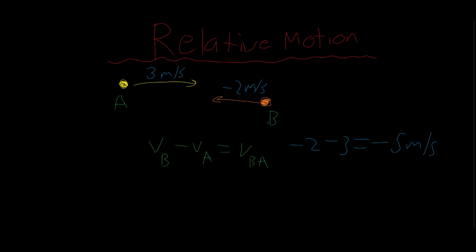And similarly, if we wanted to find the velocity of object A with respect to object B, we would take the velocity of A minus the velocity of B, which would be the same thing as taking 3 minus negative 2, which would give us positive 5 meters per second. So what this means is, from the perspective of object B, object A will be moving past it at 5 meters per second. So you're going to be asked questions that have to deal with relative motion with more than one object or more than one observer in a system.